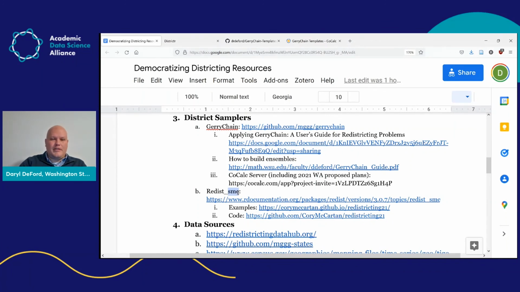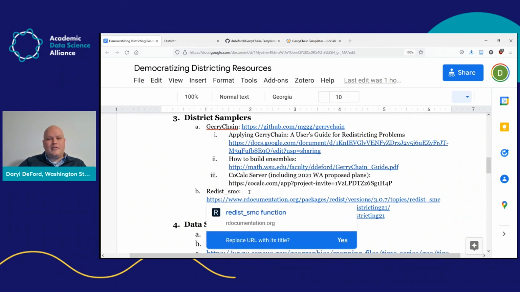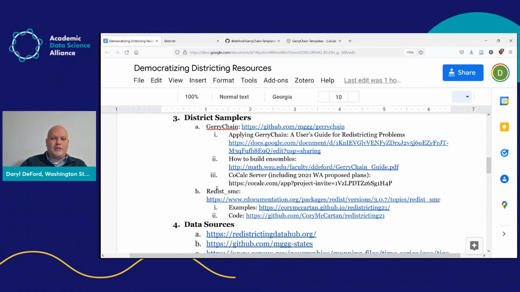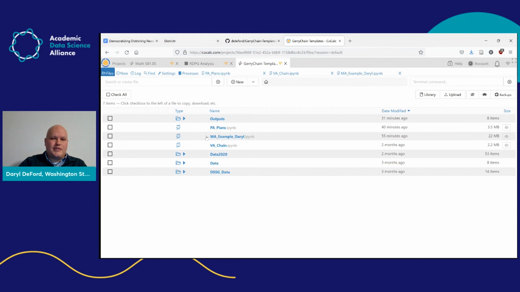The R package is called redist. It includes an implementation of a new algorithm called sequential Monte Carlo version of the sampling process. And there's some really nice examples put together by Cory McCartan and Chris Kenny at Harvard. And those are linked here as well. So you can, again, go look through the source code, play around with the data for your favorite state, try to get a sense for what building these ensembles looks like. And so the interface, at least for the CoCalc version, is really straightforward. There's a collection of Python Jupyter notebooks up on CoCalc that you can access as a starting point to play around with, to walk through some common states and some common examples for analysis there.